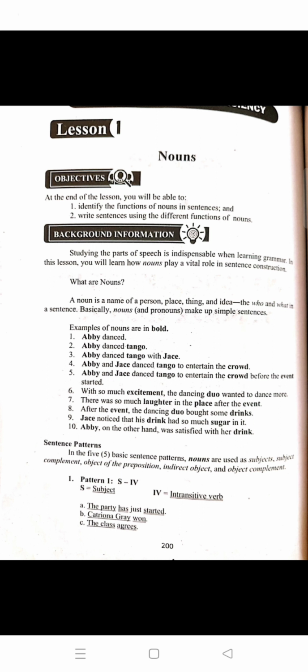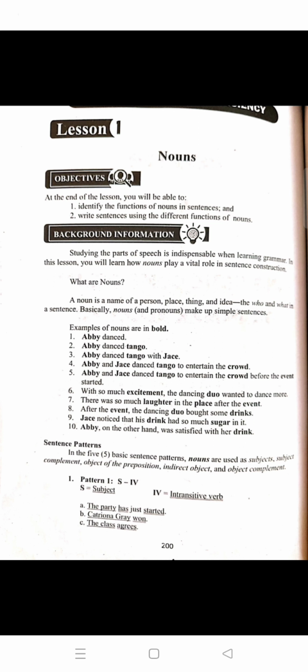As we all know, a noun is a name of a person, place, thing, and idea. Another fun fact is that a noun also answers the question who and what in a sentence. So examples of nouns here are written in bold. Number 1 is Abby danced. So your noun is Abby. It answers the question who. Who danced? It is Abby. Therefore, your noun is Abby.